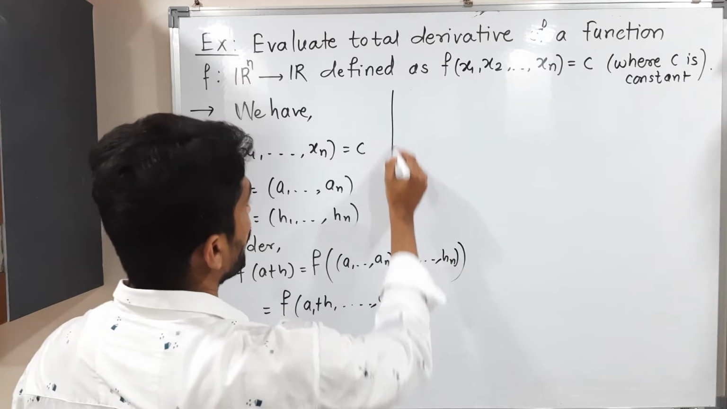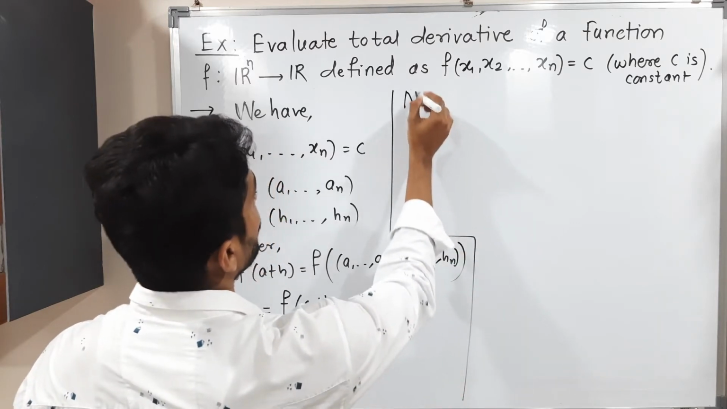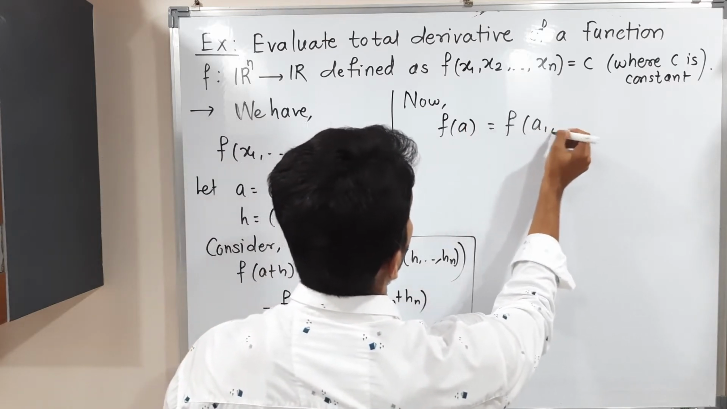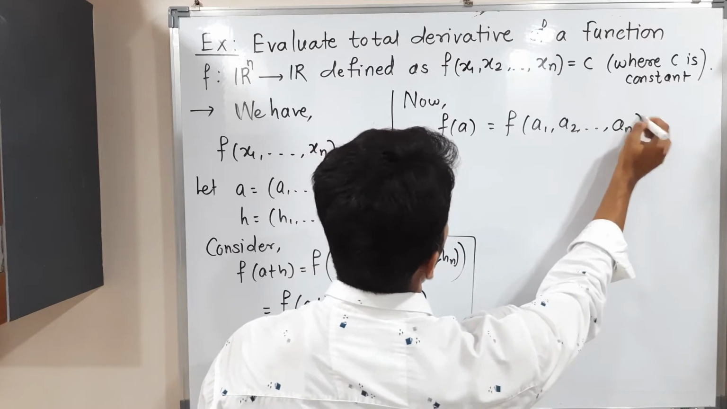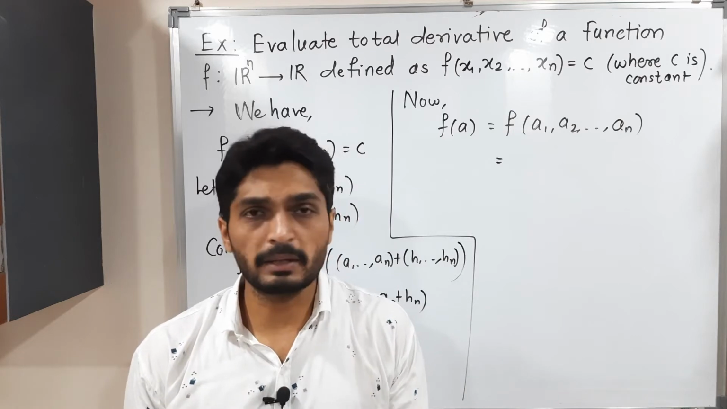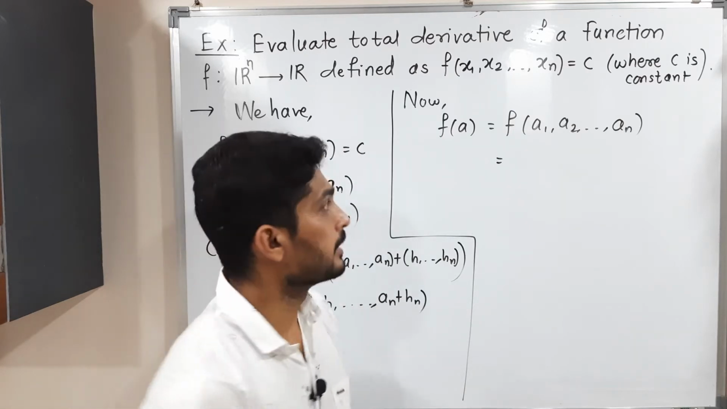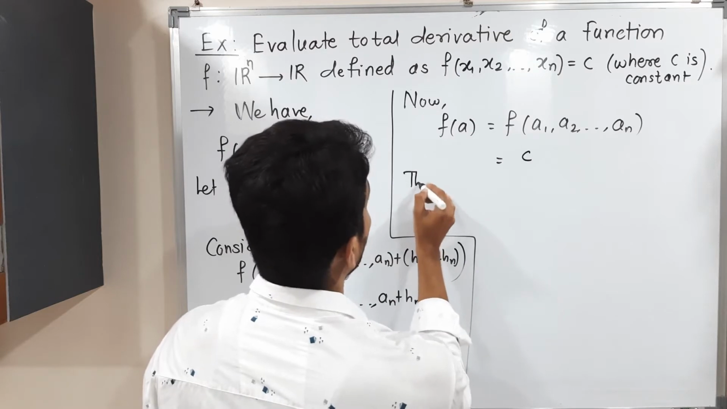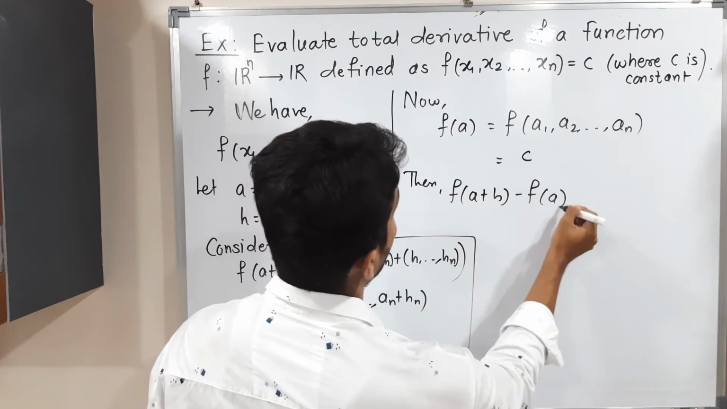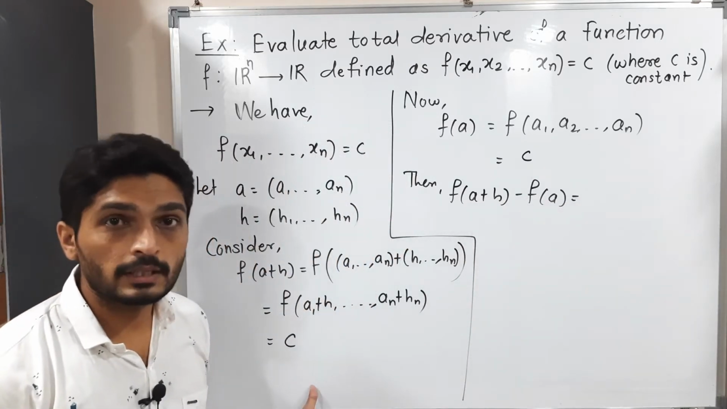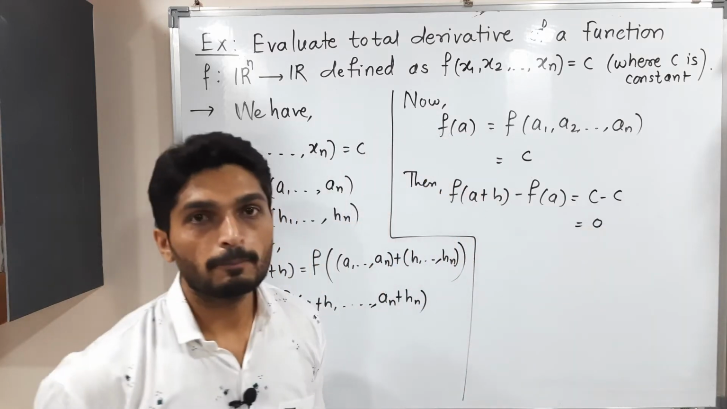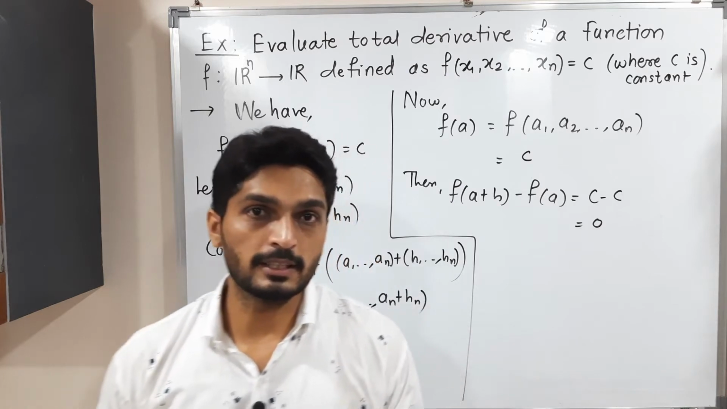After that, we will go for f of a. Now, f of a is equal to f of a1, a2 and so on an. Here also I will follow the same definition of f, which is C. It doesn't matter what is inside it, its value is fixed, C. Then we find the difference between them, f of a plus h minus f of a. For f of a plus h we have got C, and f of a is also C. So C minus C is 0. This is a very important step, we have got 0.